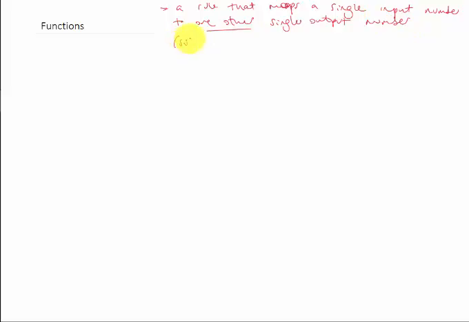Now let's talk about functions, which is a subset of mappings. So a function is a rule that maps a single input number to one other single output number. Okay, so this is a subset of mappings. So it's only allowed if for every x, you have a single y.